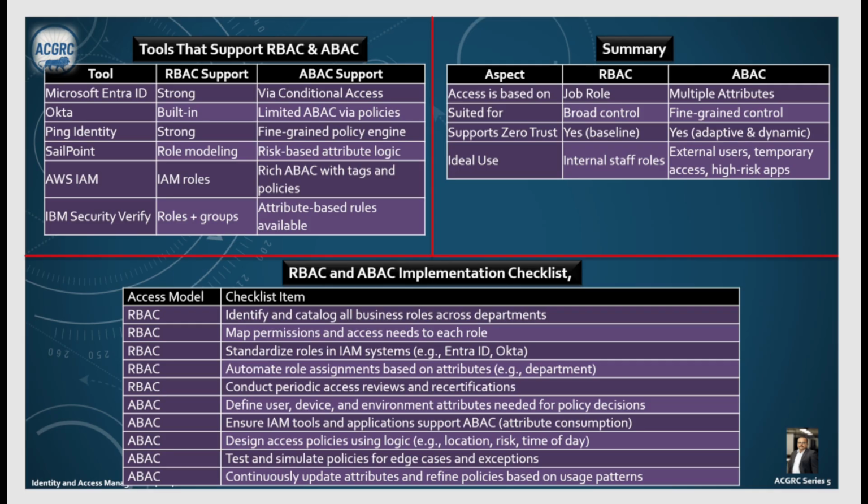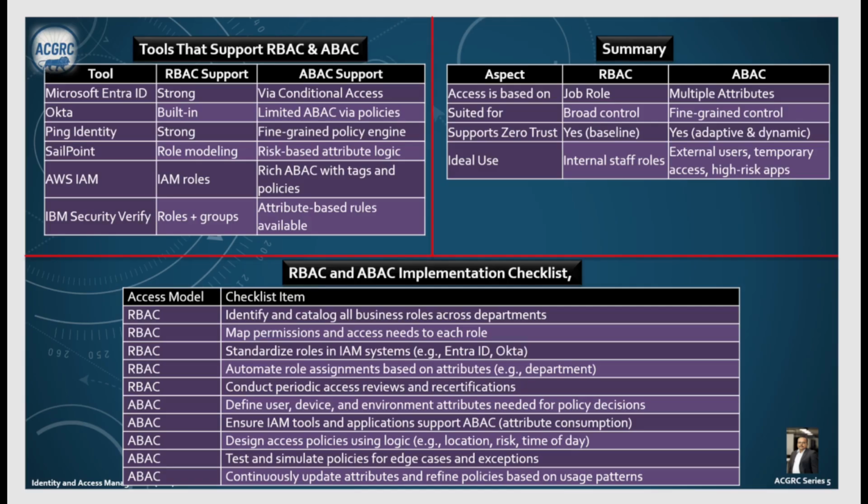In summary, access is based on job roles in RBAC, but access is based on multiple attributes when it comes to ABAC. RBAC is suited for broad controls and ABAC for fine grained controls. RBAC supports zero trust at the baseline. ABAC supports zero trust, it's adaptive and very dynamic. The ideal use case for RBAC is internal staff roles. ABAC is external users, temporary access, high risk apps.